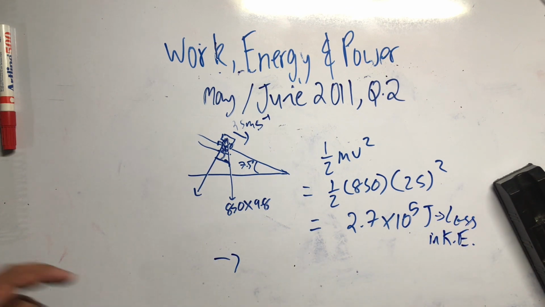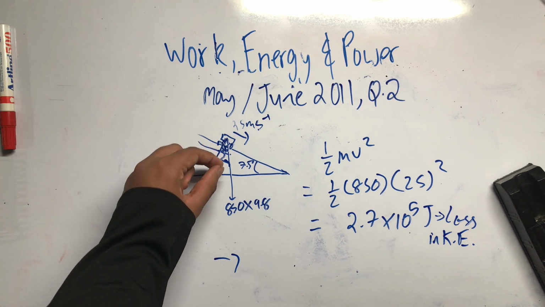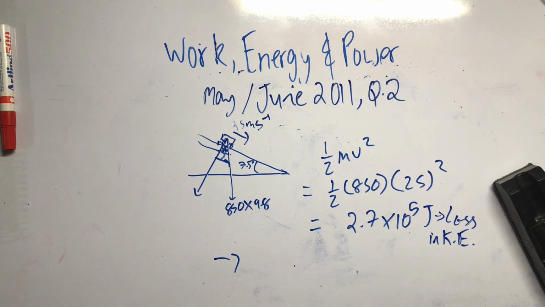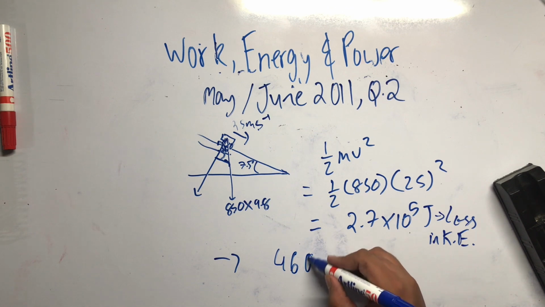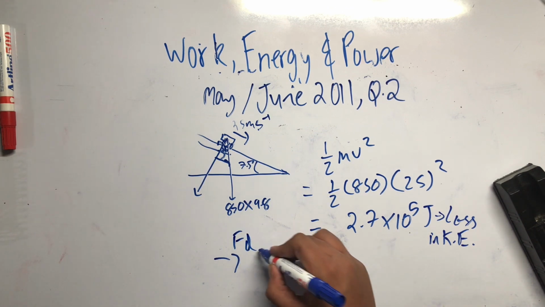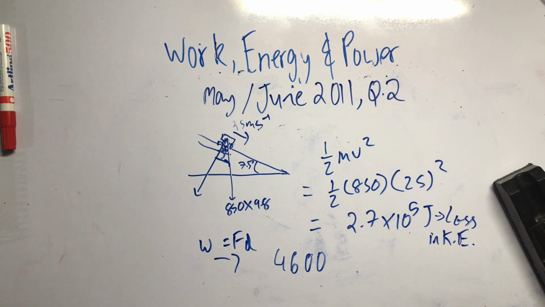Now the work done due to the resistive force for moving this object 76 meters is equal to the magnitude of the resistive force, 4600 newtons. Work done is equal to force times the displacement in the direction of the force. So it's equal to 4600 newtons times 76, which is approximately equal to 3.5 times 10 raised to 5 joules.